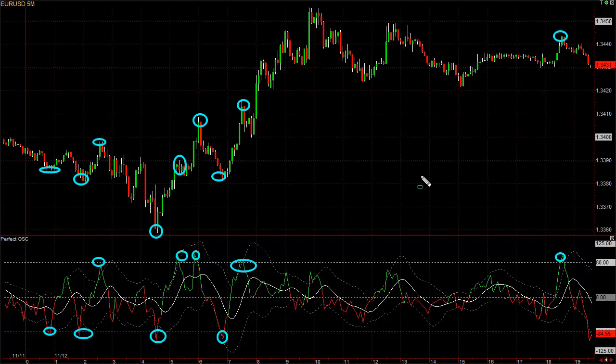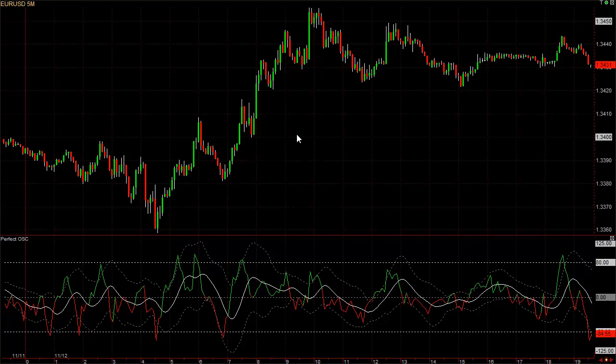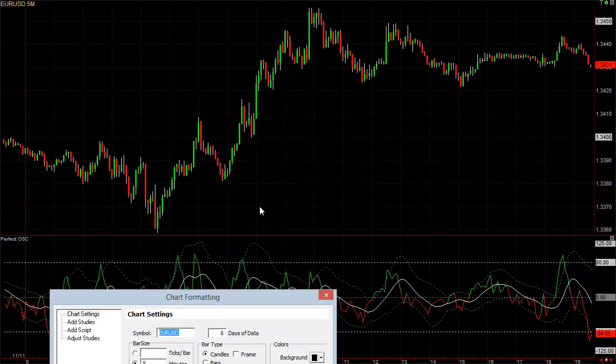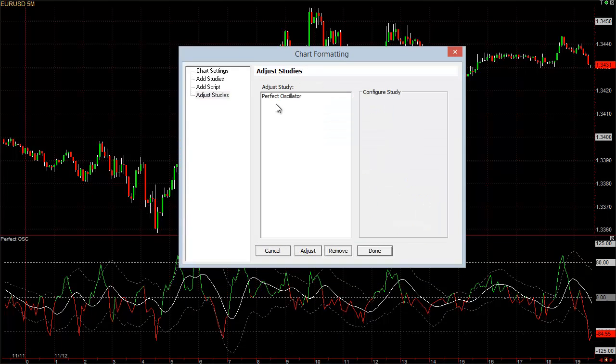So the accuracy of this is much better than other oscillators. And like I said, one of the main reasons for this is we use statistics. We compare the past. There's no drop-off issues with this, because we're actually just comparing the 5-minute chart to the past statistics for that 5-minute chart.